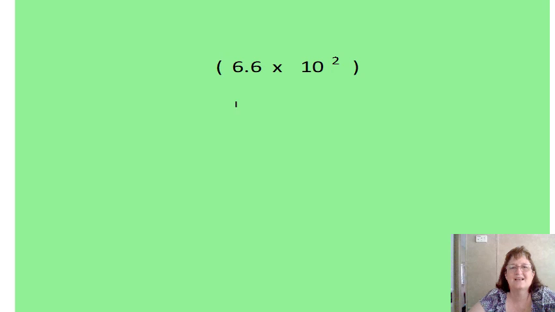All right, this time I need to move the decimal point 2 spaces, so it will be 660.